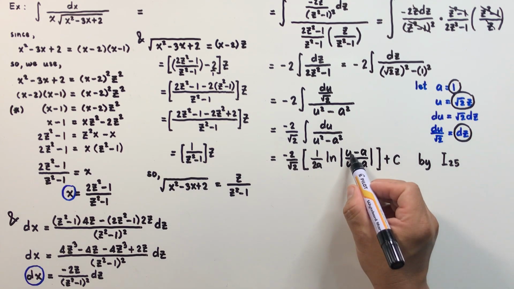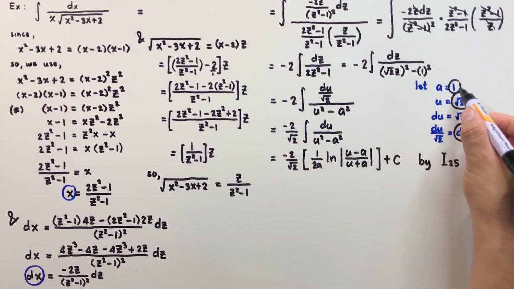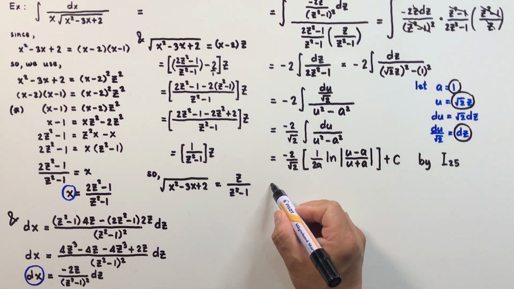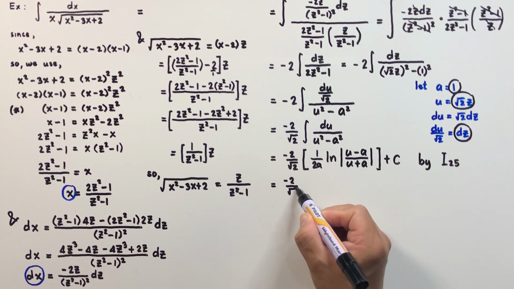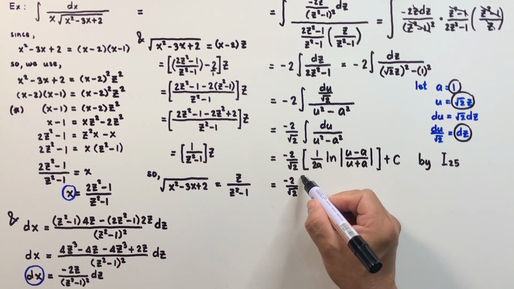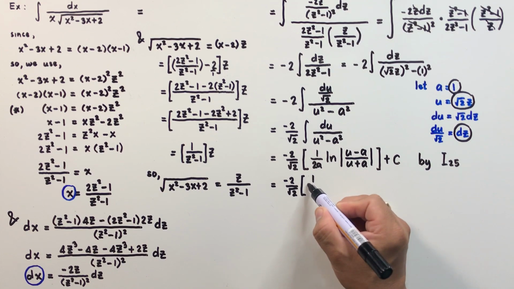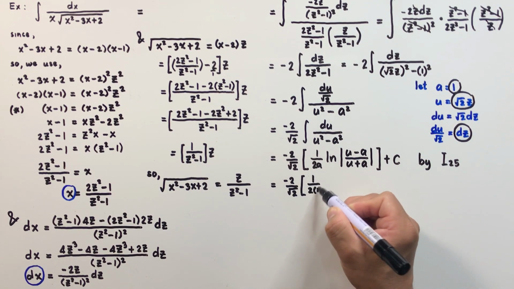So substituting back the values of u and a from this representation, we have the negative 2 over the square root of 2 times 1 over 2a, but our a is 1.